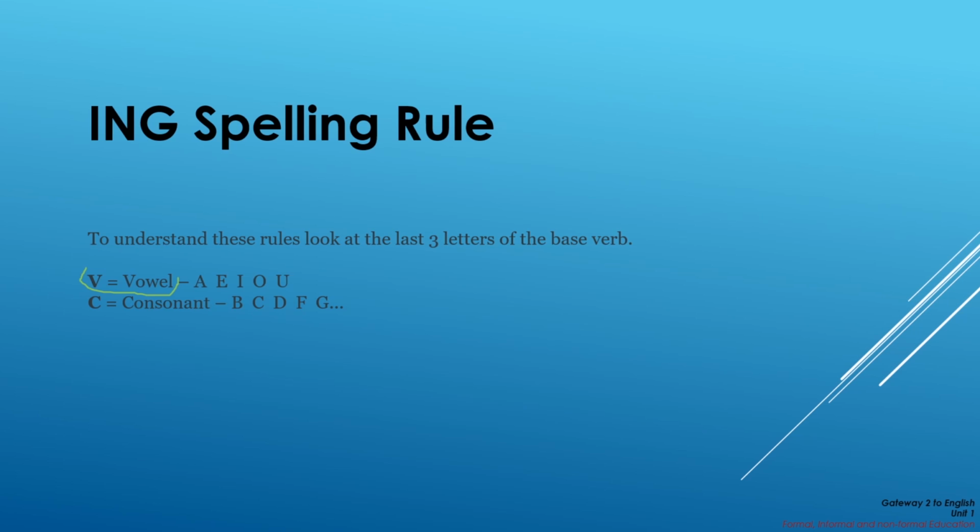So before we shift to this, I want to draw your attention to the difference between the vowels and the consonants. So the V stands for vowel and C stands for consonant. As you may know, the vowels are the following: A, E, I, O, U. And the rest of the letters are consonants like B, C, D, F, G, and so on.